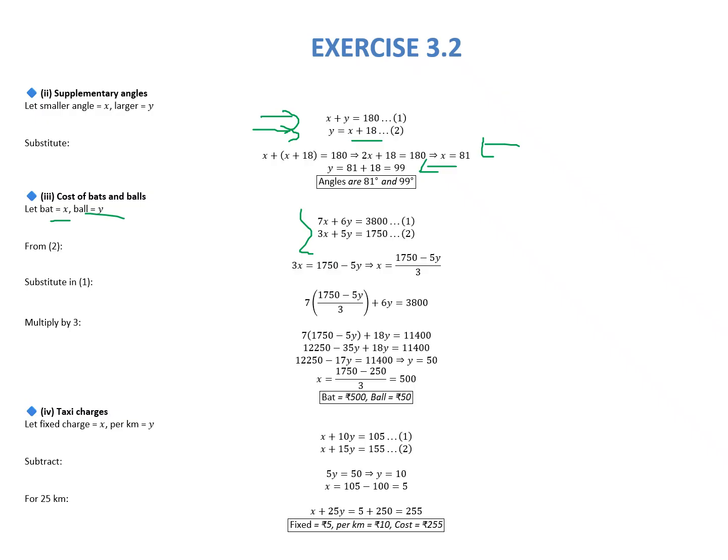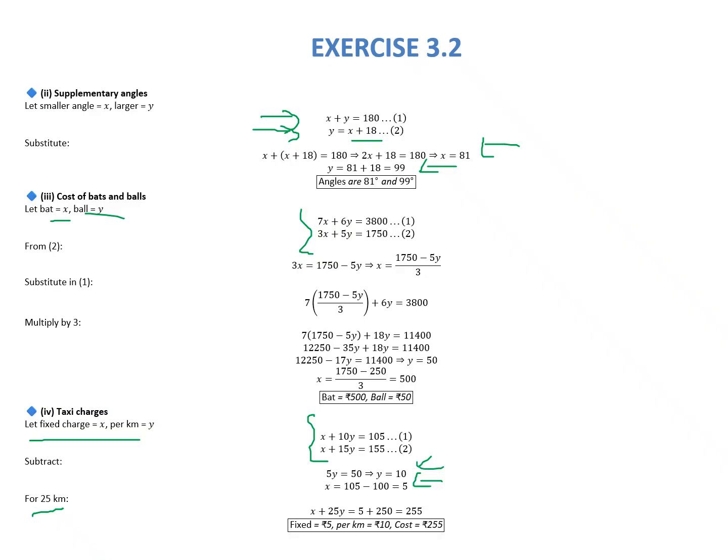the ball as 50. And in the next question, we have given that there is a fixed charge plus a variable charge per kilometer. So what we have taken is fixed charge as x and variable charge as y per kilometer. And we have given that the charge for 10 kilometers is 105, and the charge for 50 kilometers is 155. We have to find the charge for 25 kilometers. So we have these two sets of equations, and upon solving them, we get the value of x as 5, and then the value of y is equal to 10.